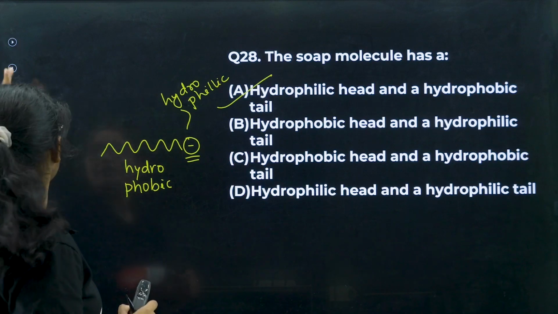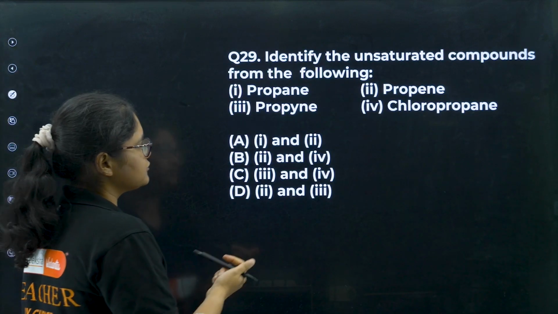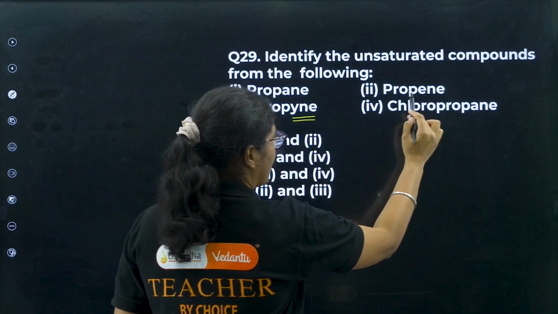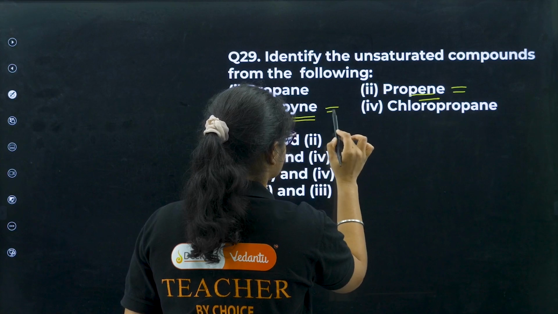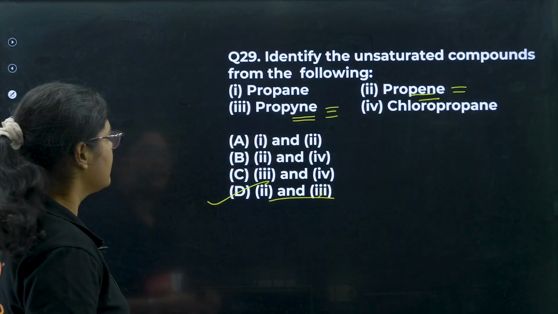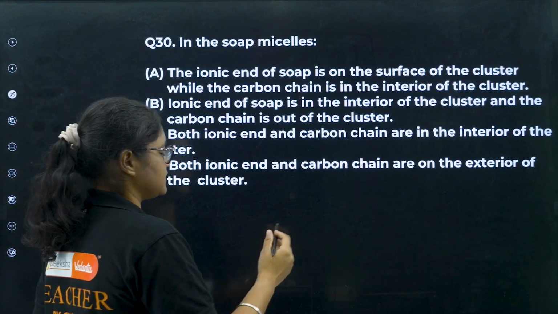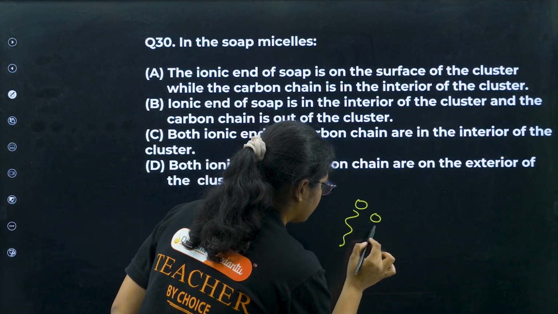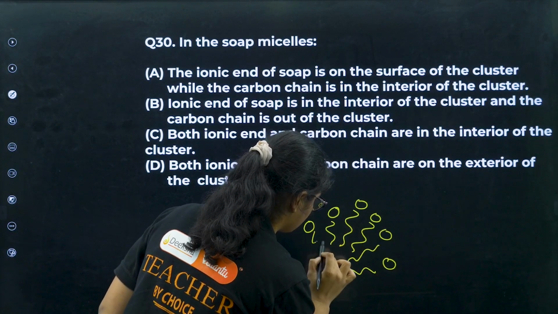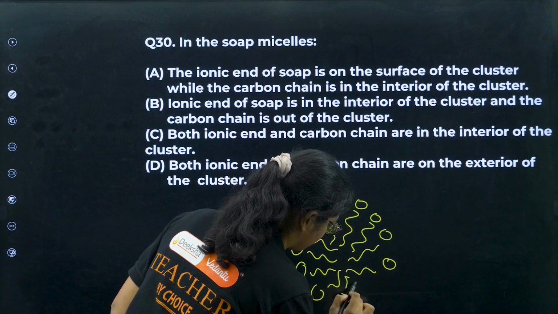Next we have identify the unsaturated compounds in the following. So unsaturated compound means it should have either a double bond or a triple bond. You can see YNE and ENE, it is double bond and this is triple bond, so 2 and 3, so that means option number D. Okay. Next we have in the soap micelles. Okay, so if you know what is a micelle, it is like aggregation of the soap molecules like this. Okay, it is like a spherical shape.